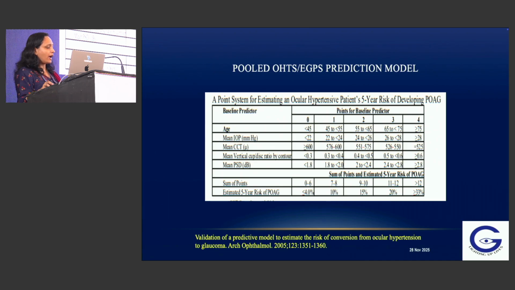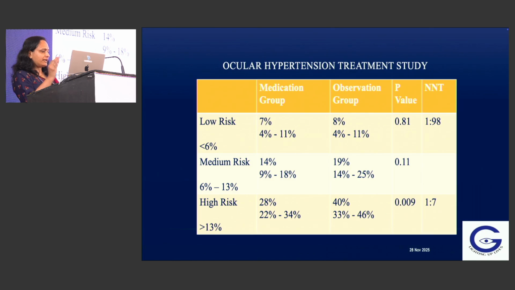They have not taken other risk factors like family history or other systemic risk factors. And they found that if the percentage is less than 6%, the risk is low, that is, the number needed to treat is 1:98. So you have to treat 98 low risk patients to prevent 1 from going on to glaucoma after 5 years. So you don't need treatment for low risk patients with ocular hypertension. In high risk patients, that is more than 13%, the ratio is 1:7, so you may need treatment in the high risk patients.